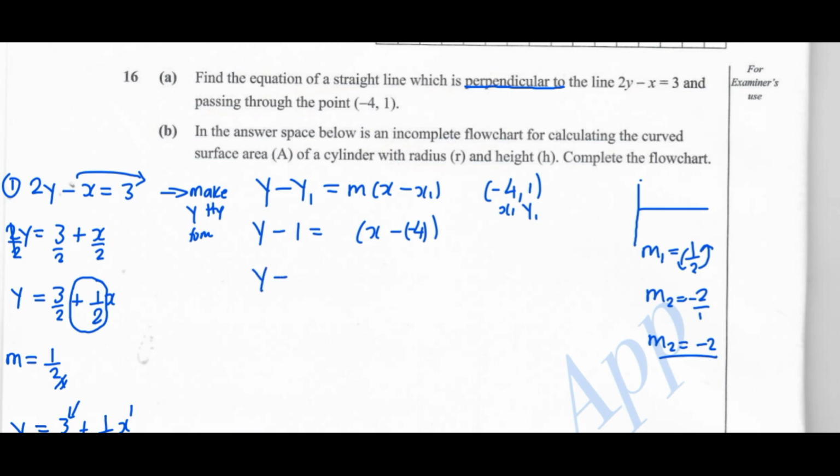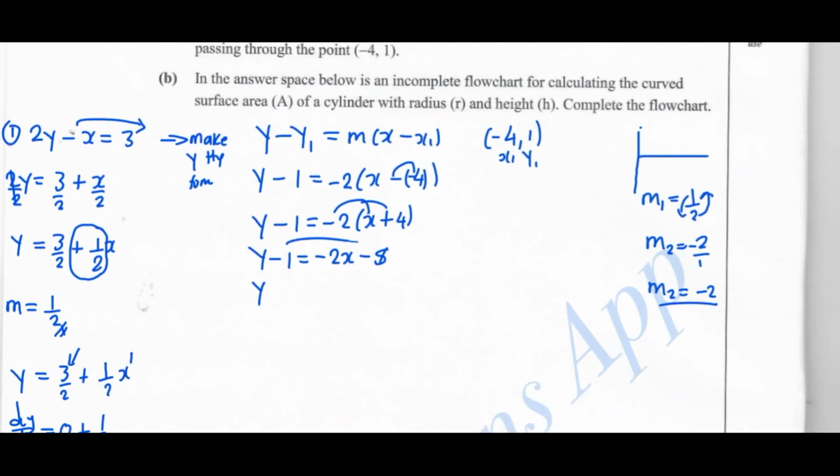So y minus 1 is equal to, here we have negative 2 times x plus 4. Negative times negative is positive 4. Then we can expand: negative 2 times x is negative 2x, negative 2 times positive 4 will give us negative 8. Then we can collect the like terms. So this will be plus 1. So y is equal to negative 2x minus 7 as our final answer.